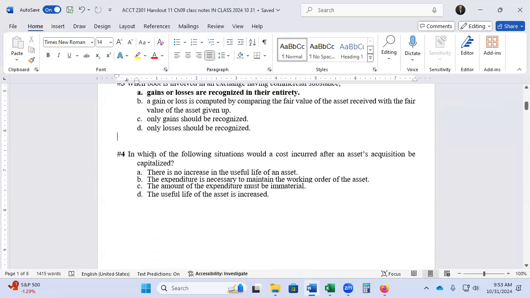And then the last one, in which of the following situations would a cost incurred after an asset's acquisition be capitalized? So we'll talk about this. These are some improvements, and the improvements have to either extend the life, produce better quality, or produce more quantity. And so in this case, the useful life of the asset would be increased.